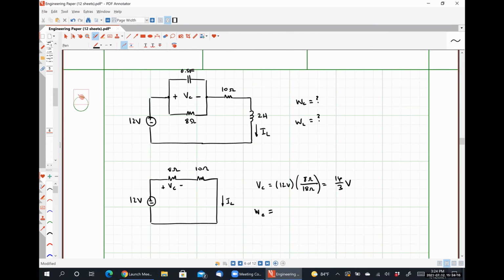So our energy stored then will be 1/2 times half of a farad times 16 thirds of a volt squared. So let's see, 16 times 16 is 256. 2 times 2 is 4 times 9, 256 over 36. And obviously that can be simplified, but I'm being lazy.